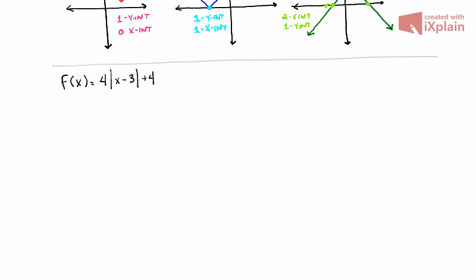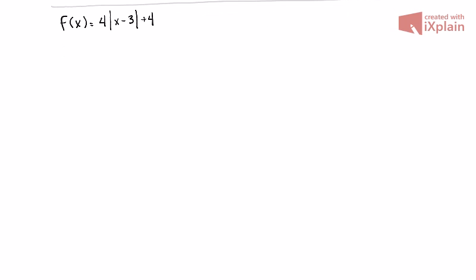So the problem that I have given you here is f of x is equal to 4 times the absolute value of x minus 3 plus 4. So if you recall, the plus 4 on the outside is telling you that your absolute value function is going to go up 4 units. The minus 3 on the inside of the absolute value function is telling you that you will move your function to the right 3 units, and the 4 that you see out in front tells you that you are going to do a vertical stretch by a factor of 4. Okay, so let's bring this back so we can see everything clearly.